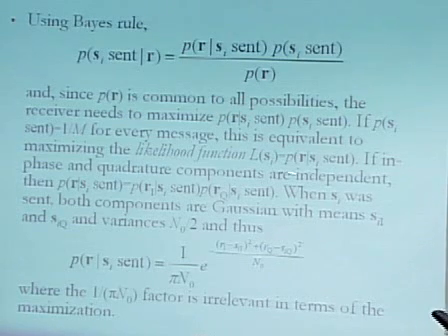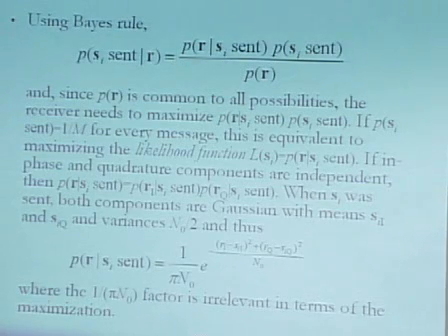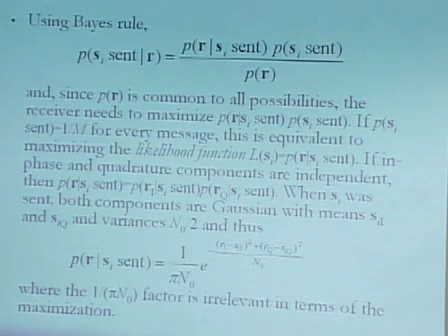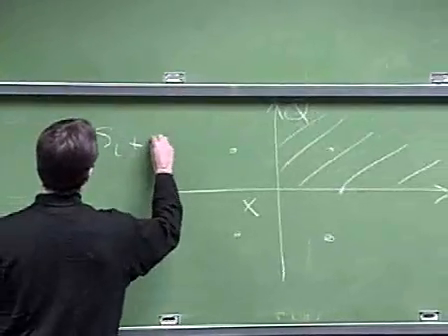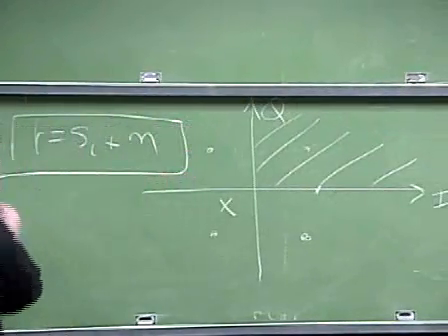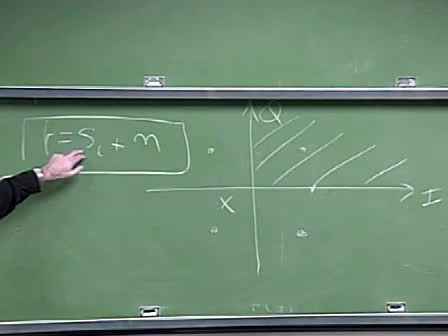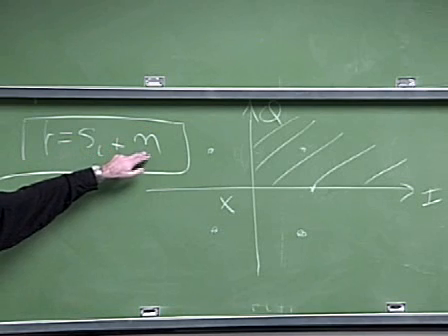Now, what is this? Well, remember when we saw the review of probability theory, that if variables are independent, the probability factors. The probability of the joint is the product of the separate probabilities. So now, what is the random variable R given that S sub I was sent? Well, it's easy. If S sub I was sent, R is equal to S sub I plus noise. And S sub I is fixed because we know what it is, whatever was sent. And this is Gaussian noise with zero mean.